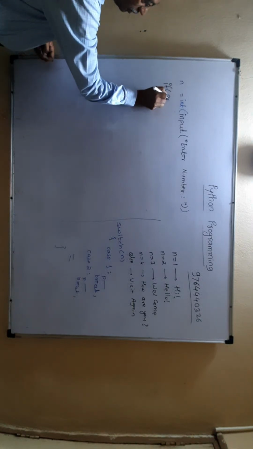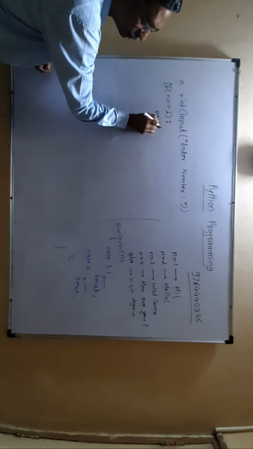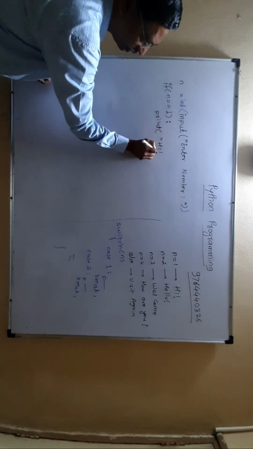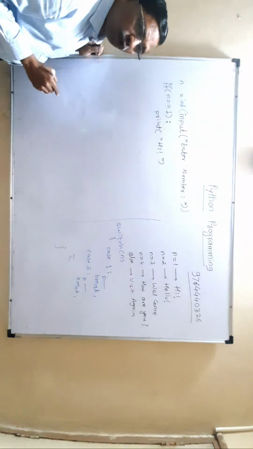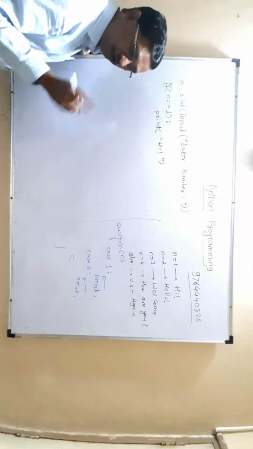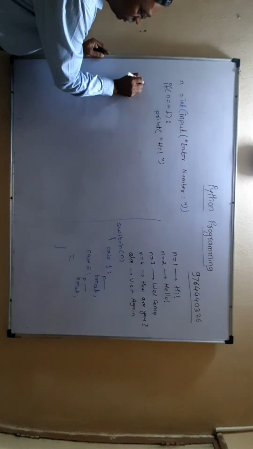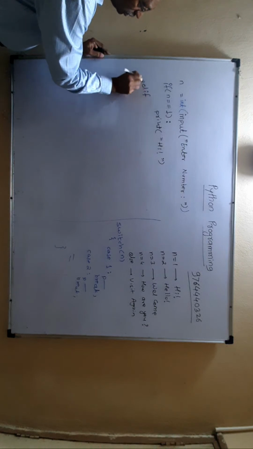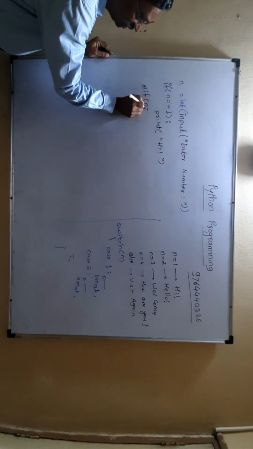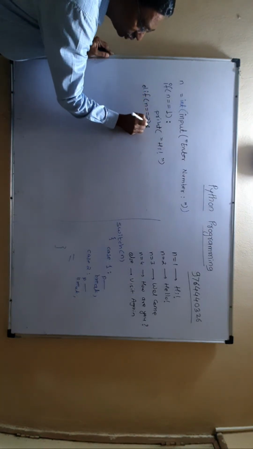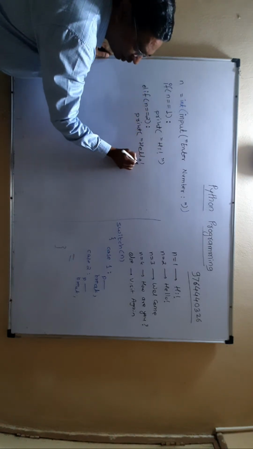If n is equal to 1, colon, you can use print hi. If this is not equal to 1, that means it may be equal to 2. We have to check. So else and if we can use as elif. Elif n is equal to 2, print hello.